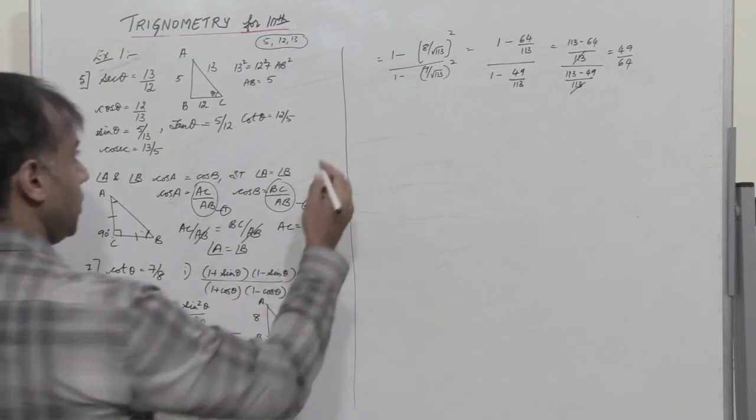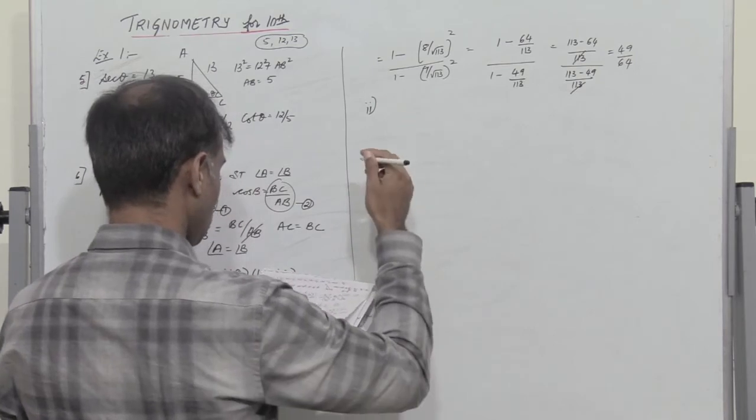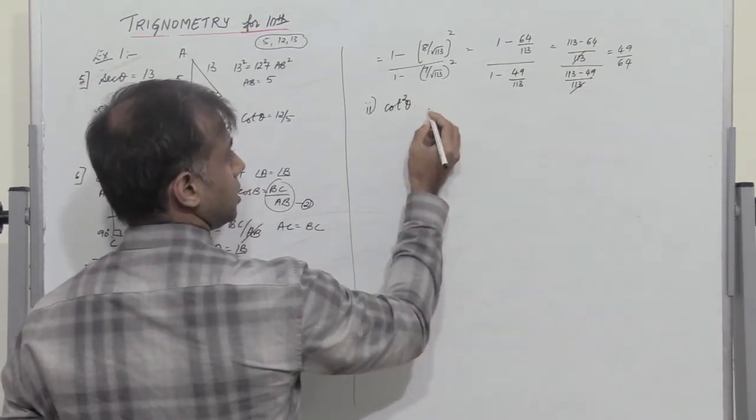Next, I also need to find one more. It's been asked that we need to find the value of, so the second one I need to find cot square theta.